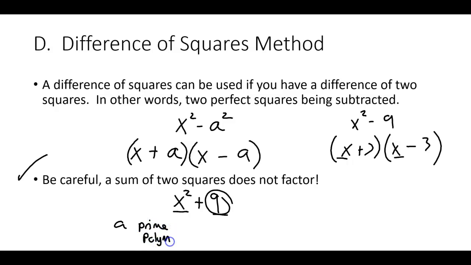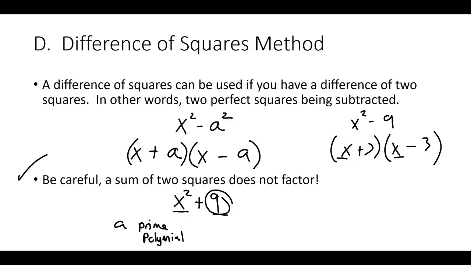Just like prime numbers are numbers that can't be factored. You can't break them down anymore, like 3. What times what makes 3? Well, nothing, just 3 and 1. That's not helpful. That's a prime number. Well, polynomials can be prime as well. If you can't factor them, we call them prime. And not every polynomial can be factored.